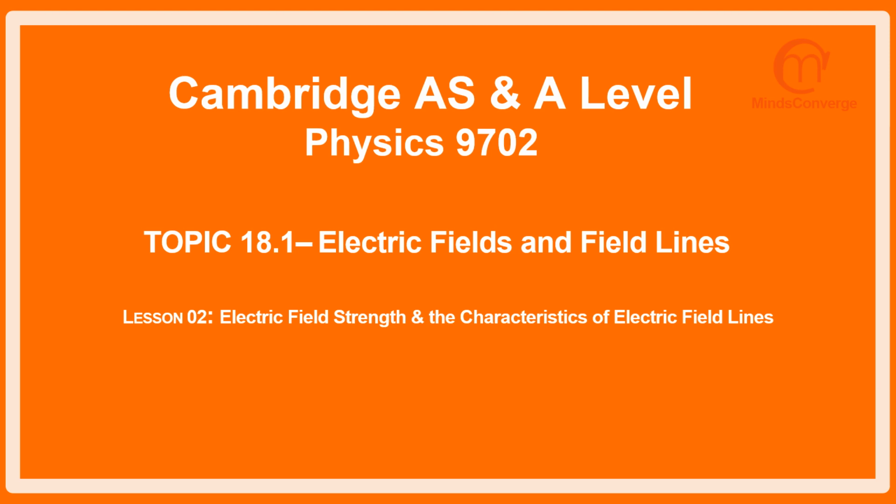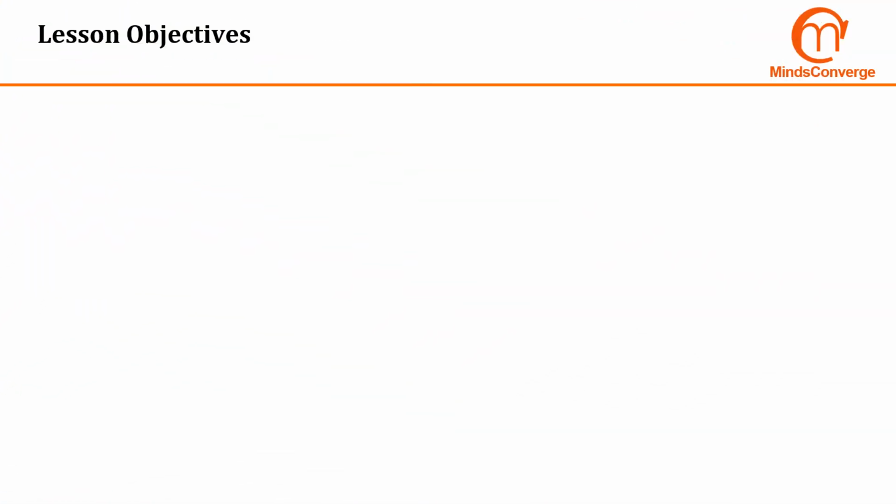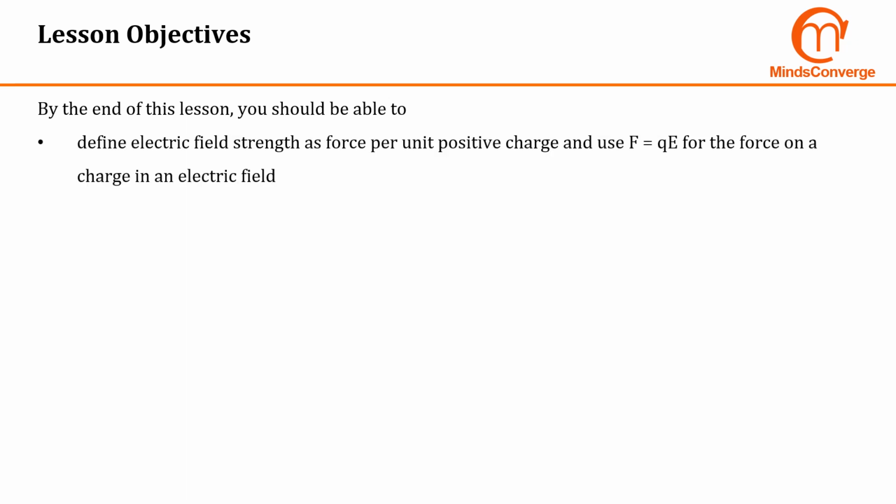Welcome. This lesson is on electric field strength and the characteristics of electric field lines, which is a subtopic of electric fields and charges in Unit 18, Electric Fields. By the end of this lesson, you should be able to define electric field strength as force per unit positive charge and use F equal to Q times E for the force on a charge in an electric field. Represent an electric field by means of field lines.